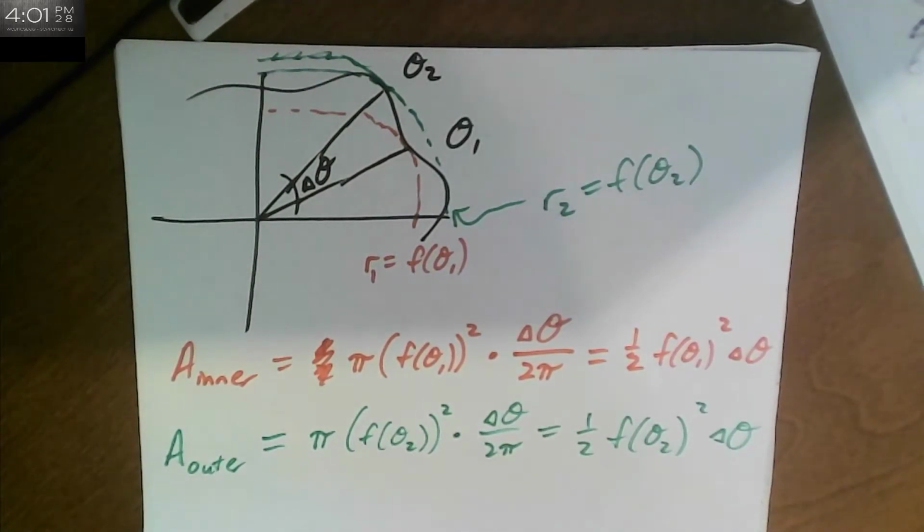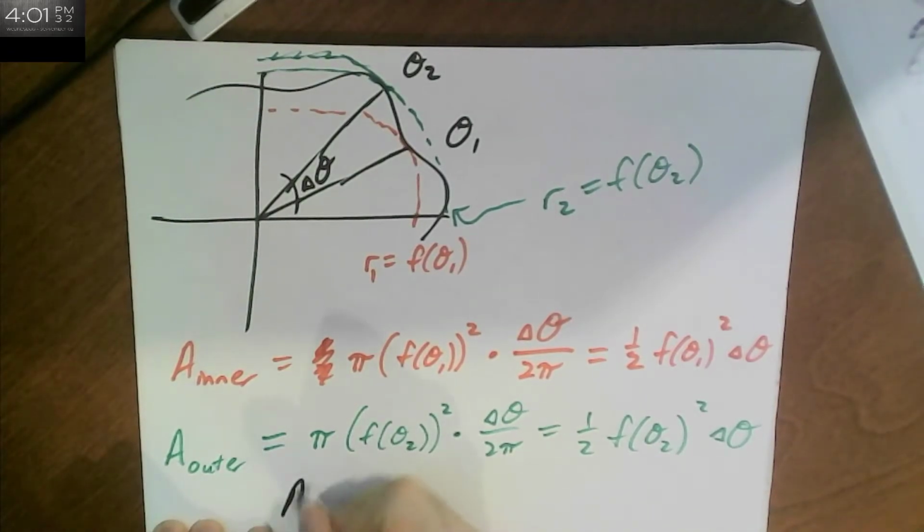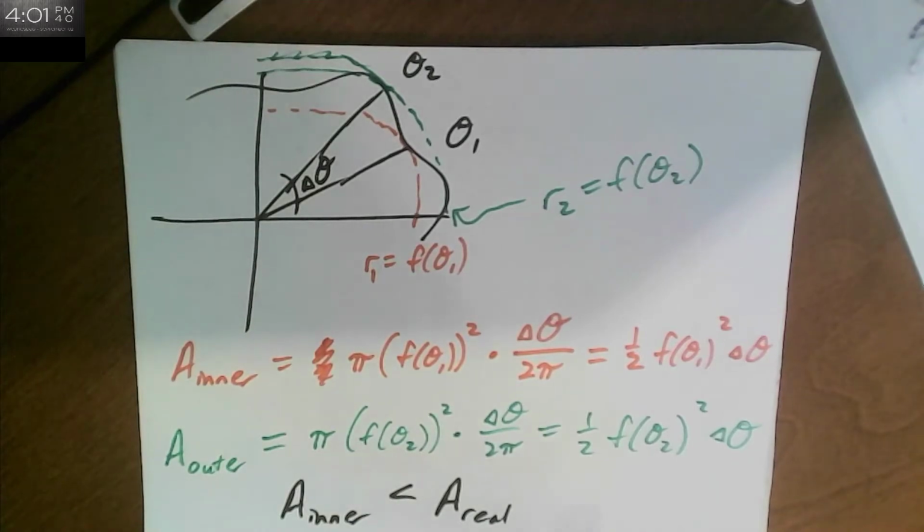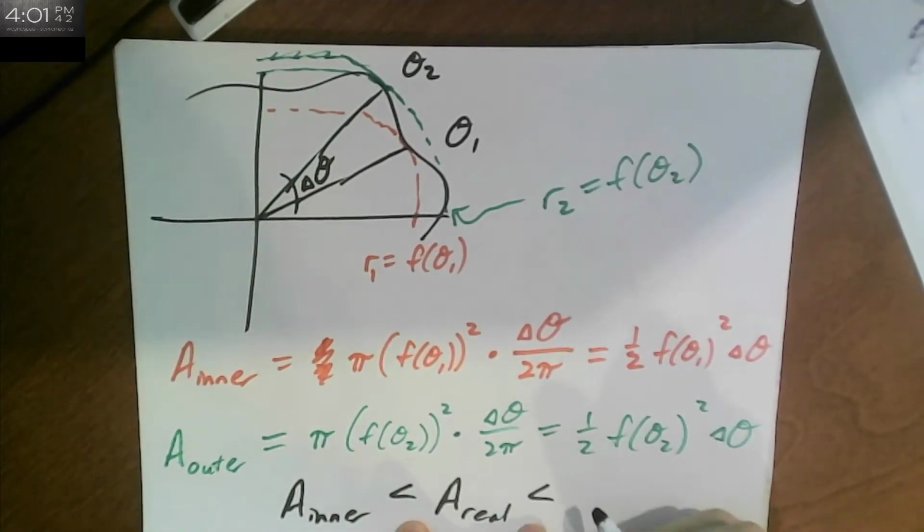And here's the big catch. The inner area that we're using is definitely less area than the actual real area we care about, which is in turn less than the outer area.